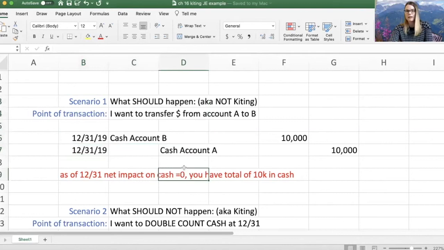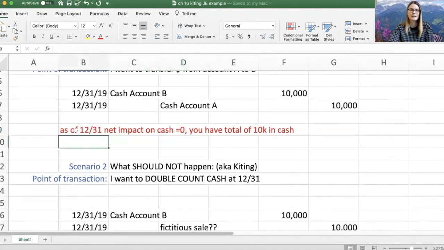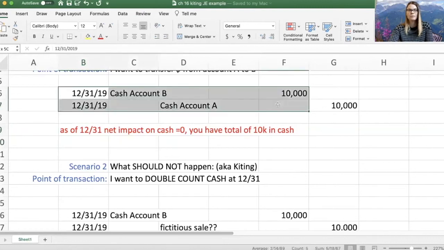So now let's look at what I would do if I were trying to do kiting and I were trying to double count my cash. And this little line is just a summary of the transaction. So obviously, as of 12/31, the net impact of this transaction is basically 0. And I have a total of 10K in cash, which will be sitting in account B.